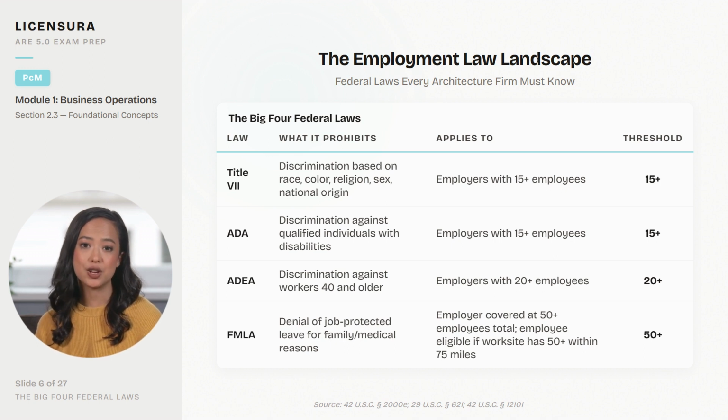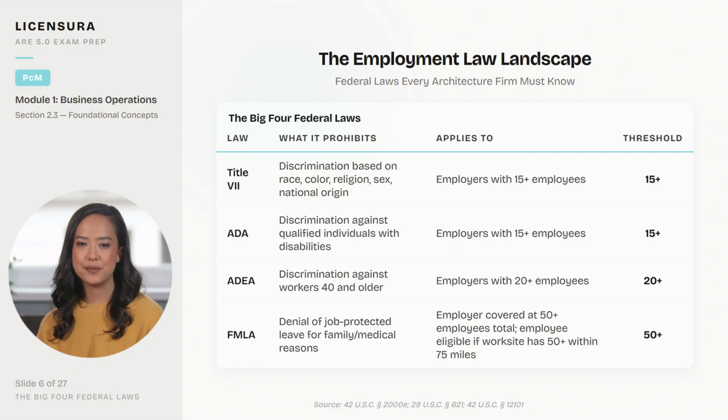So let's make sure you know the landscape. I want to walk you through what I call the Big Four federal employment laws. Each one has a specific employee count threshold, and those thresholds matter a lot. Title VII prohibits discrimination based on race, color, religion, sex, and national origin. It kicks in at 15 or more employees.